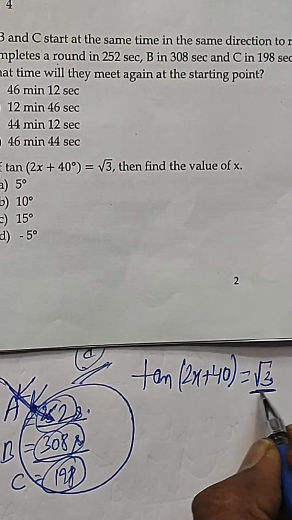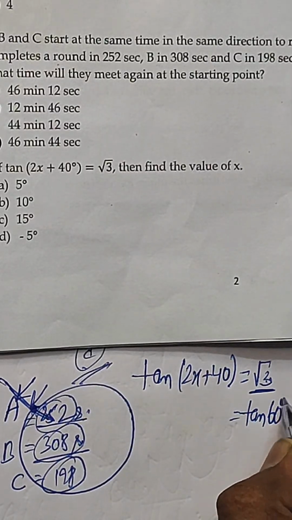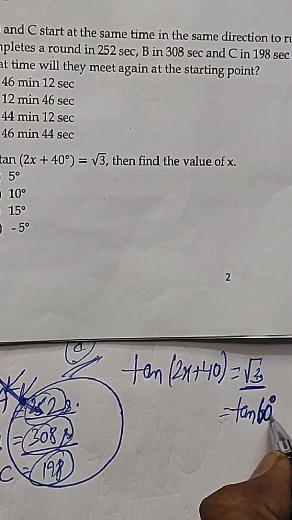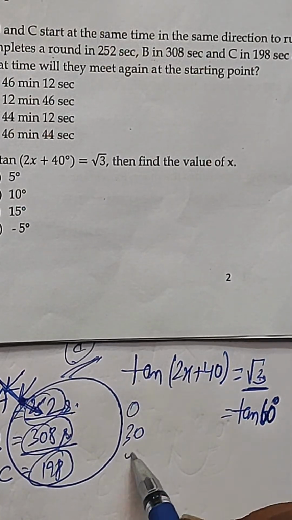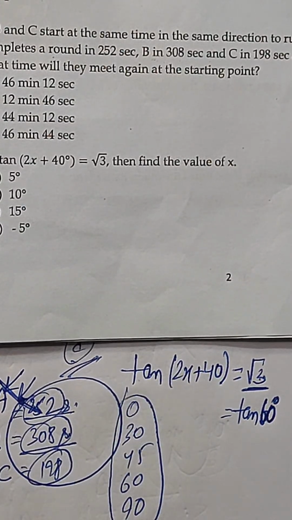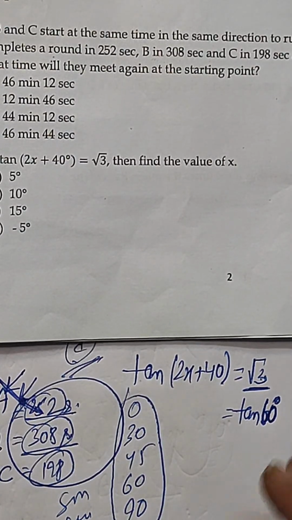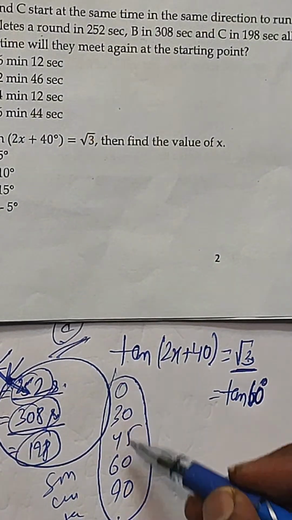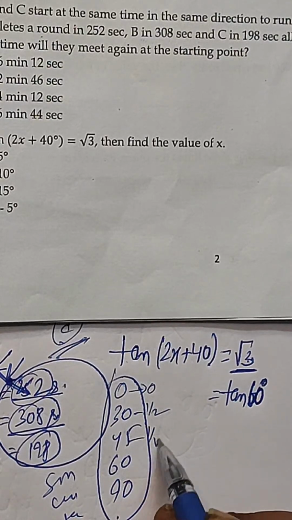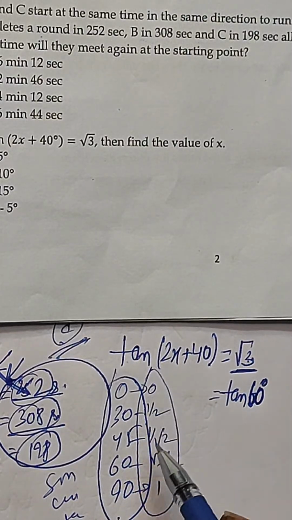What is the value of root 3? When will tan be root 3? It will be equal to root 3 at 60 degrees, isn't it? So that you need to remember. This is not very tough, but you need to remember a few values for 0, 30, 45, 60 and 90. At least these 5 values for sine will help you for sine, cos, tan, sec, cosec, cot, everything. Sine 0 is 0, sine 30 is 1 by 2, sine 45 is 1 by root 2, sine 60 is root 3 by 2, sine 90 is 1.